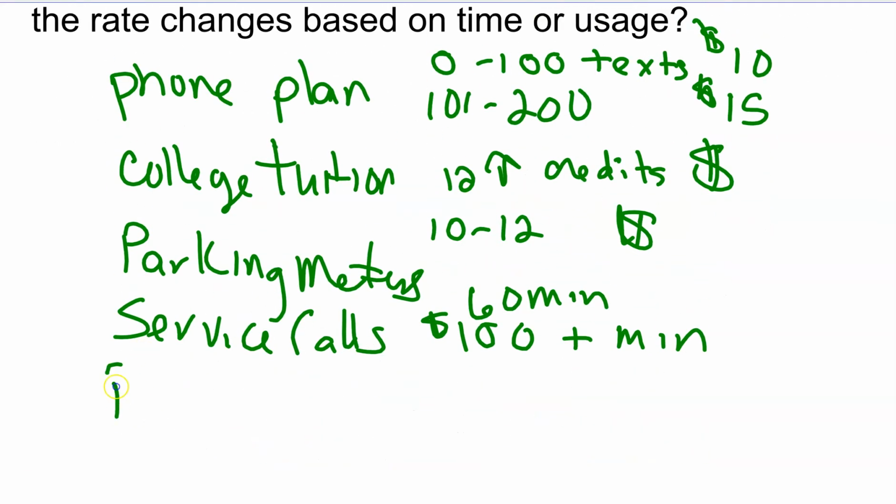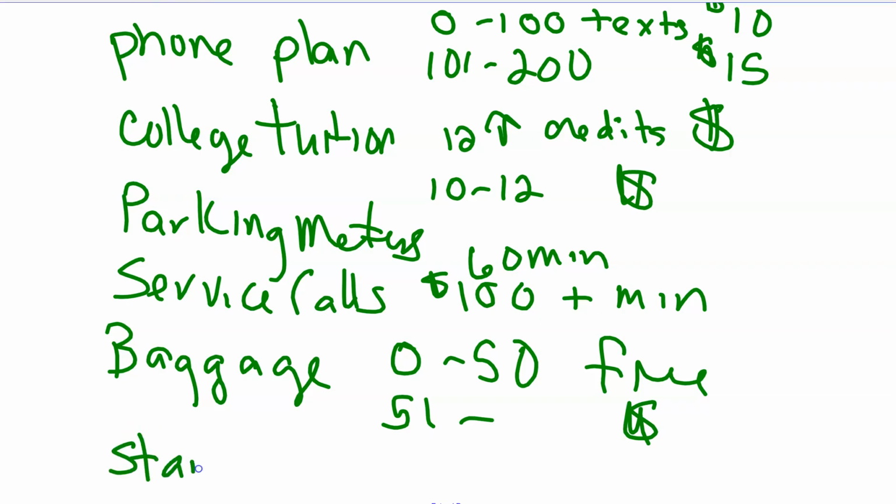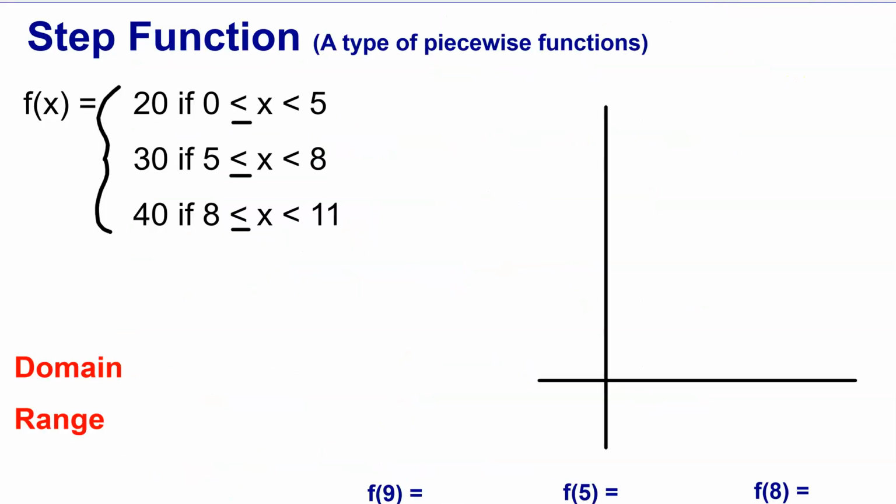Another one would be baggage when you're flying. So 0 to 50 pounds is free. So anywhere in that range. And then if you're above 50 pounds, it's going to cost you money. Stamps at a post office. Your letter could be 0 ounces up to however many ounces is going to be a certain price for a stamp. So those are different ranges of values for a certain price. And those are called step functions. So it is a type of piecewise function, but they look like steps.